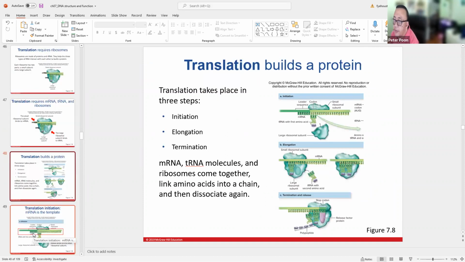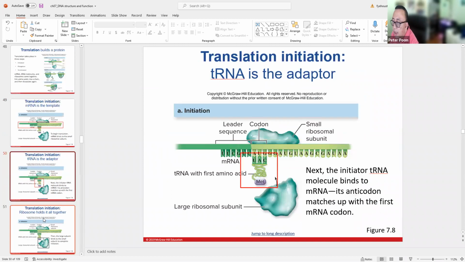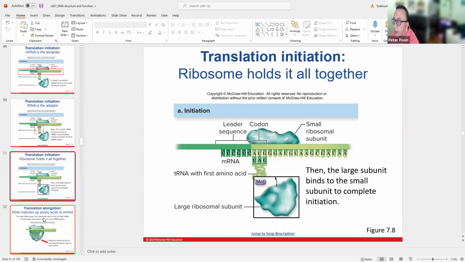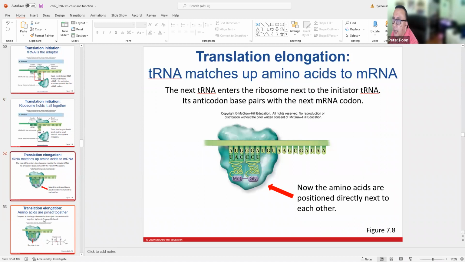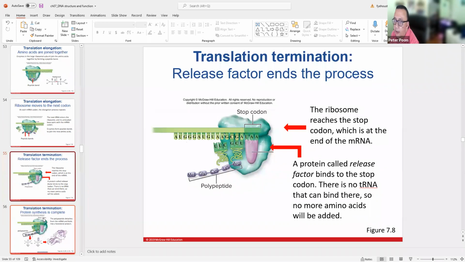Translation to protein has the same 3 steps: initiation, where it starts, elongation, how it continues, and lastly termination, how it falls off. In initiation, the mRNA is a template. The ribosome holds it all together, and tRNA amino acids join until the very end.